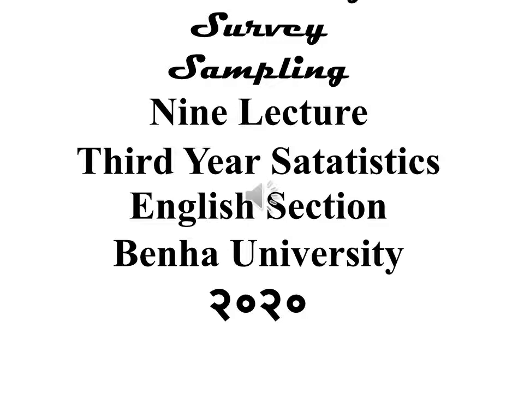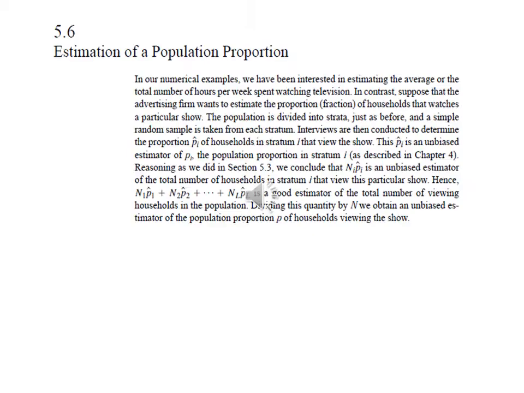This lecture is very important and it's related to stratified random sample, calculating the population proportion estimation. I want every student to study this lecture very closely and know how we can estimate the population proportion under stratified random sample, as we stated in the previous lecture how we can calculate population mean and the population total under stratified random sample. You can go now to section 5.6, estimation of population proportion.